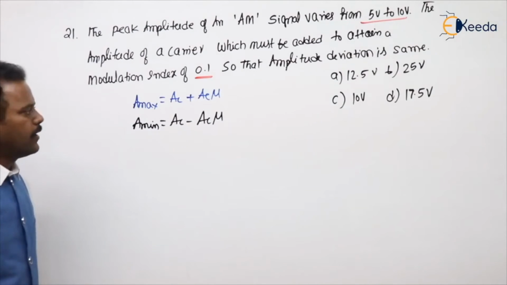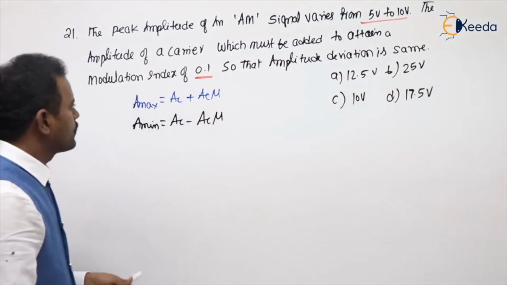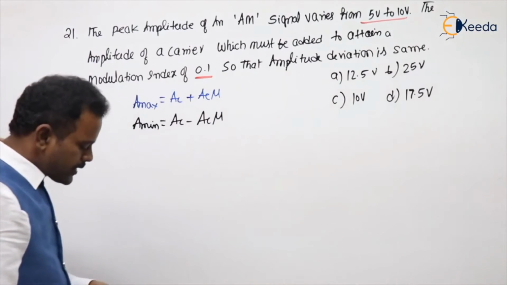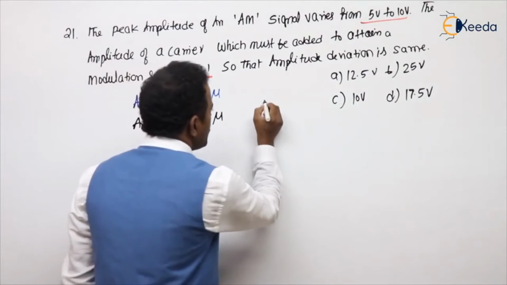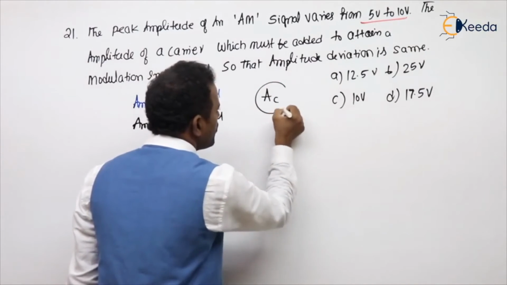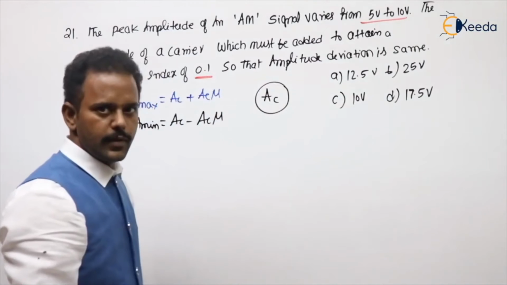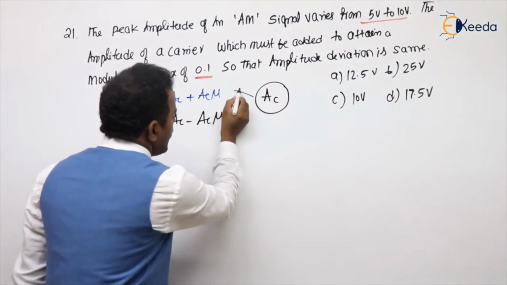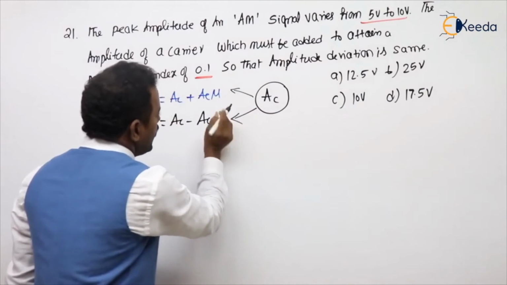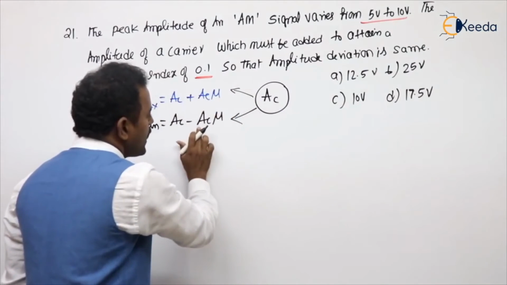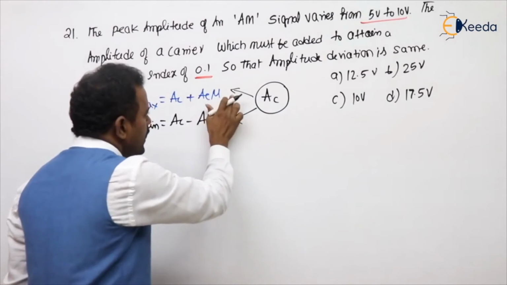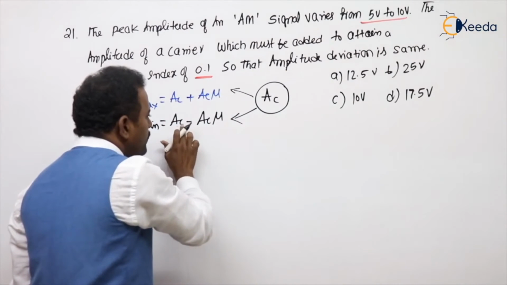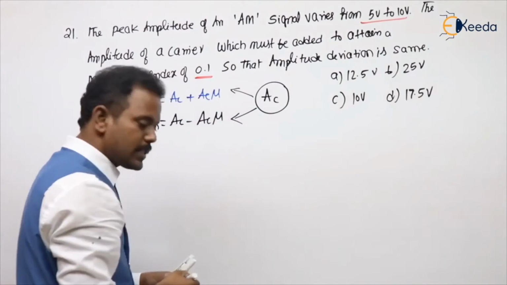Are you getting my point or not? So this is A max and A minimum. What is the amplitude deviation? I will tell you. Originally, what is the carrier amplitude before modulation? AC. It is becoming either AC mu added with AC, or AC mu subtracted from AC. So it is going up to maximum AC plus AC mu, or going down to minimum AC minus AC mu. Are you understanding my point or not?